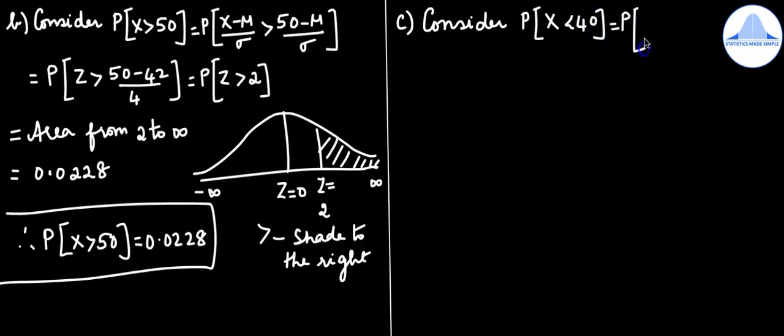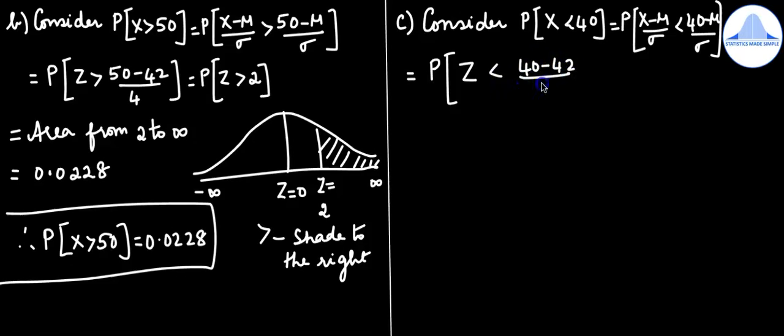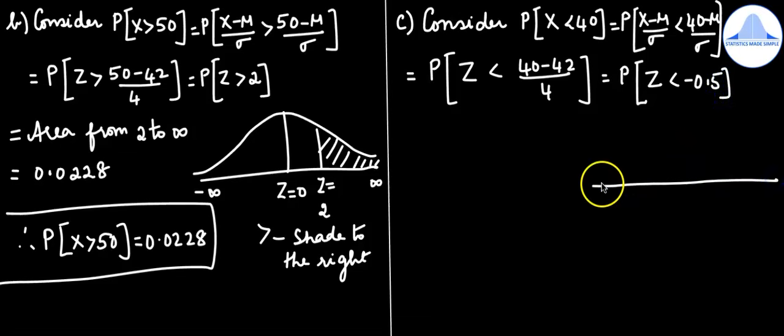So this is equal to probability of (x minus mu) by sigma is less than 40 minus mu divided by sigma. So this is probability of z is less than 40 minus 42 divided by 4. So this is equal to probability of z. 40 minus 42 is minus 2. Minus 2 divided by 4, you will get minus 0.5.